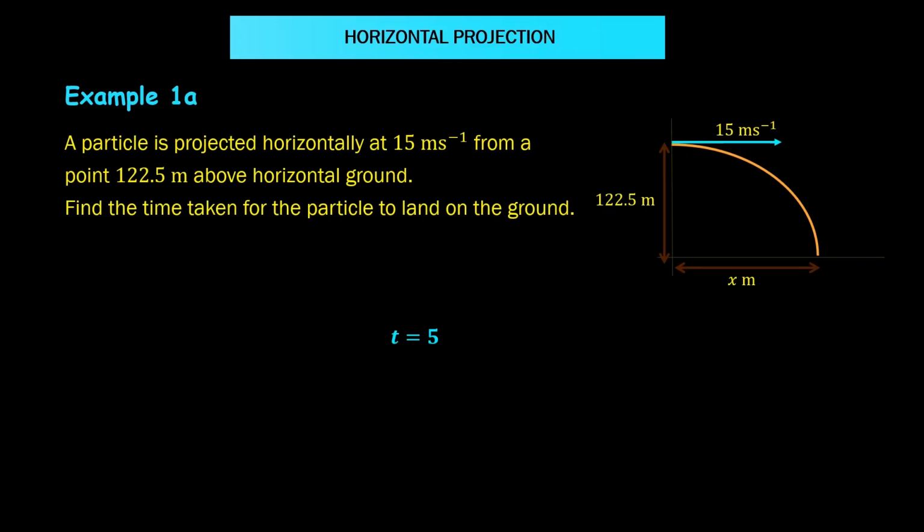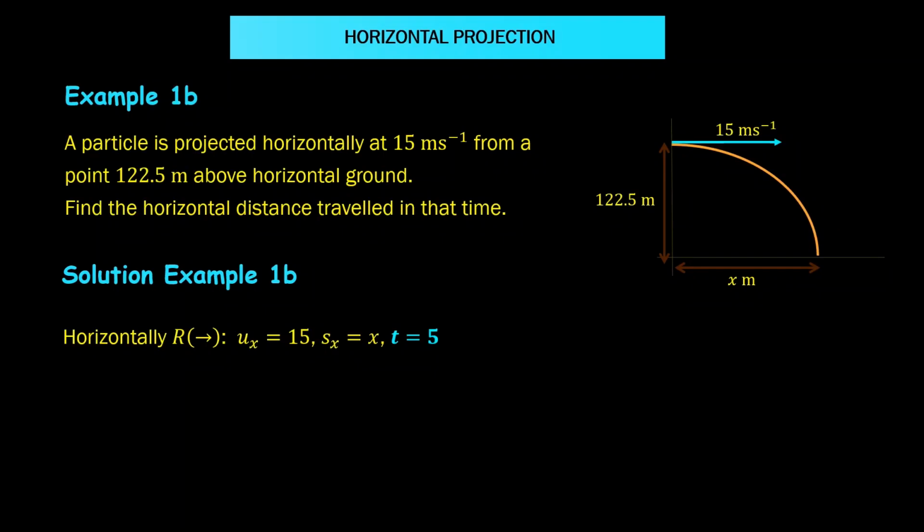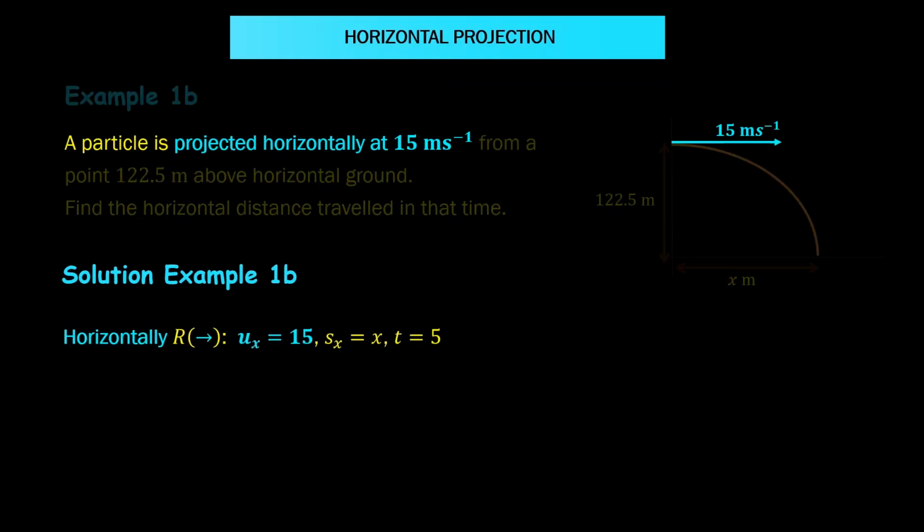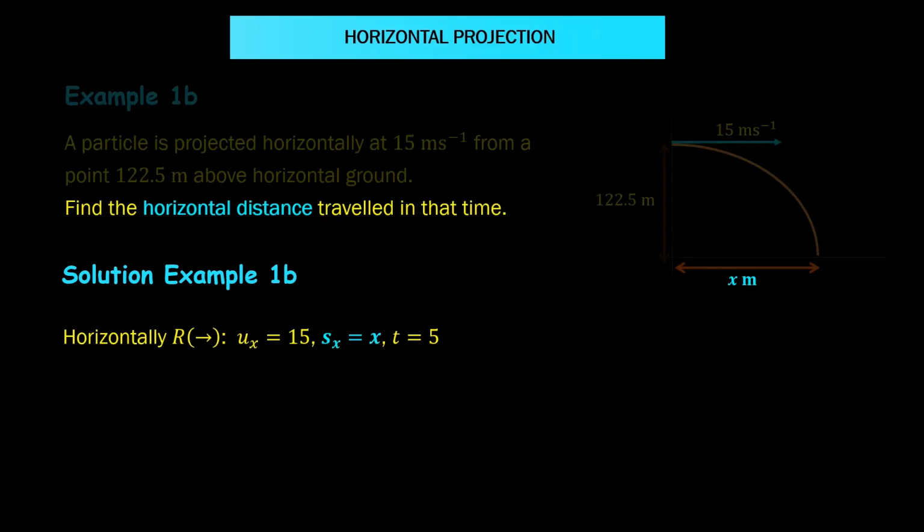We're going to use t equals 5 for part B, when we find the horizontal distance travelled in this time. So let's solve this. Horizontally, taking the direction pointing to the right as positive, we have that t equals 5 from part A, and we have the initial velocity horizontally, u subscript x equals 15, and we have the horizontal distance, s subscript x equals x.